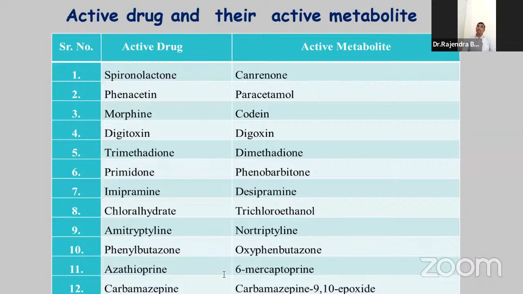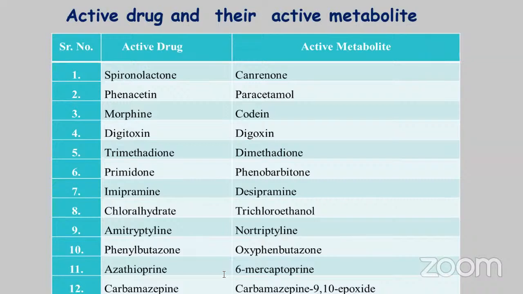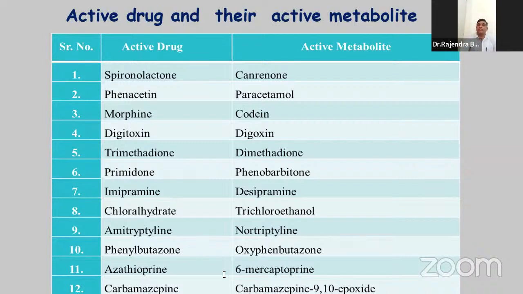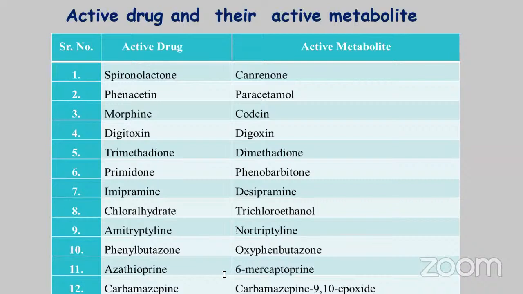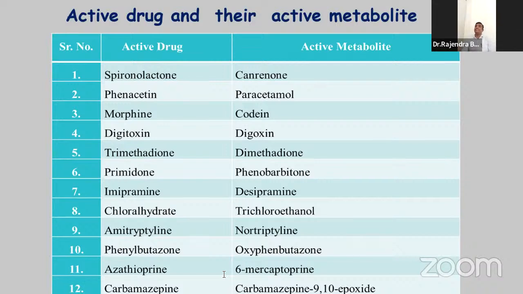So here a question will be asked, which is an active metabolite of the spironolactone. First of all, spironolactone is a diuretic. It is a potassium sparing diuretic. It spares the potassium. That is why it is called a potassium sparing diuretic. Okay, so what are the examples? That is spironolactone. Then the active metabolite of the spironolactone is canrenone. Right. Another example of the potassium sparing diuretic is eplerenone.